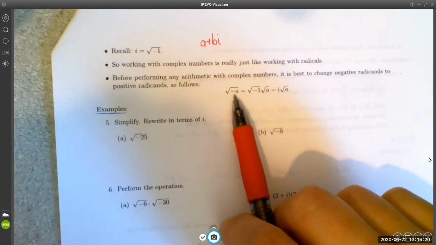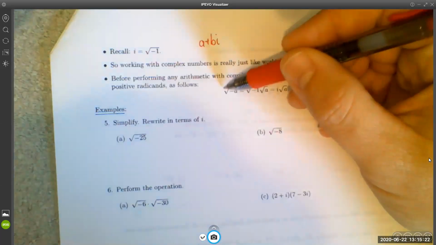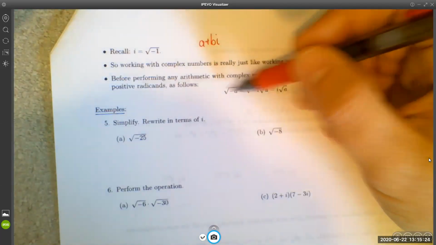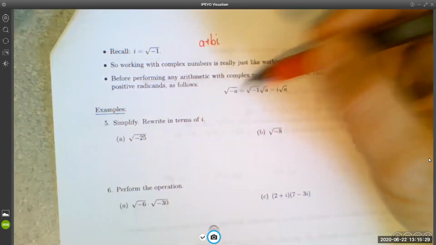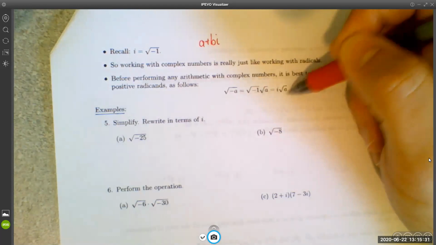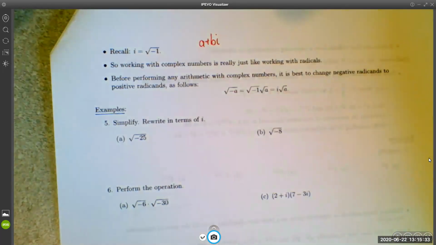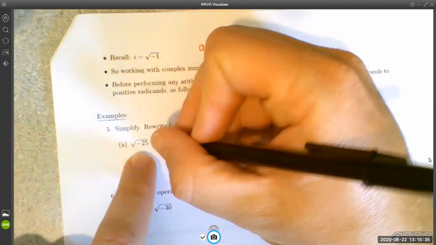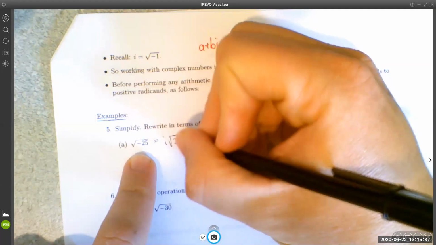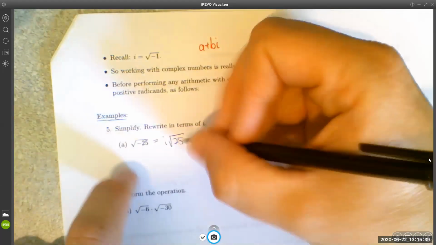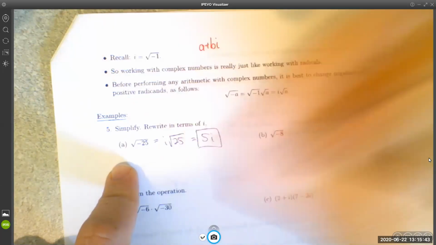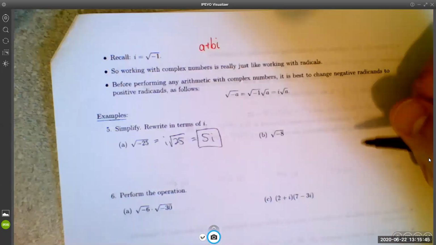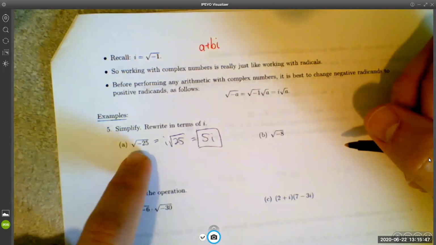Anytime I see a negative radicand with an index of 2, I'm just going to rewrite it as i times the square root of the positive version. For example, square root of negative 25, I'm going to write that as i times the square root of positive 25. The square root of positive 25 is 5, so this is just 5i. In fact, most of the time I'm just going to skip from here to here.